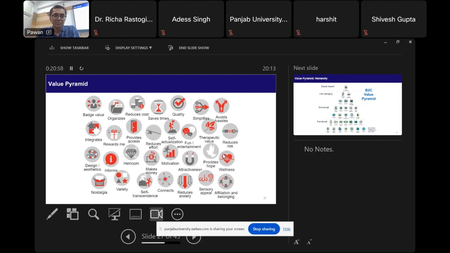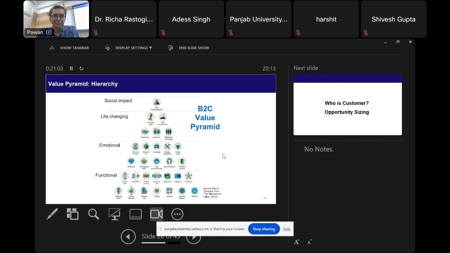And these are some snapshots, ways of defining value. Again, you could bucket it into functional value, emotional value, life-changing, social impact.